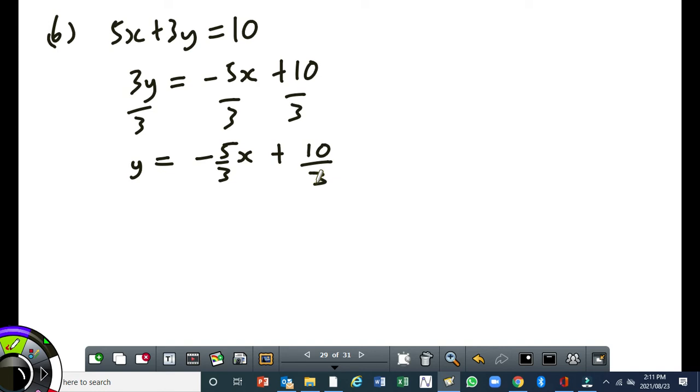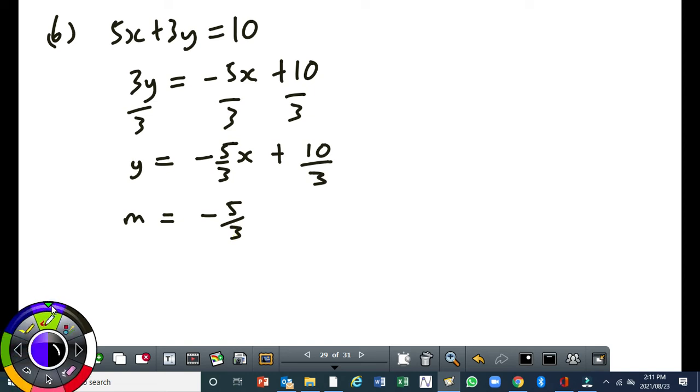Right? So the gradient here is negative 5 over 3. You cannot determine the gradient of a straight line unless the equation is in the form y = mx + c. Okay? Please remember that. If the equation is given like this, the coefficient of x is 5, that's not the gradient. The gradient is the coefficient of x when y is the subject of that equation.